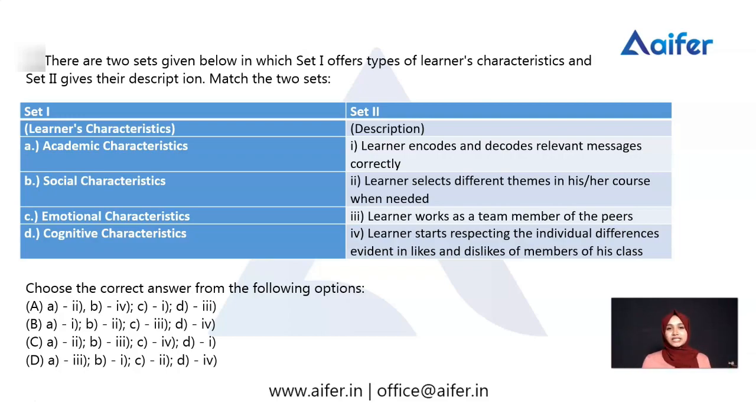These features shown by the students can be divided into 4 different domains, as you can see in set 1: academic domain, social domain, emotional domain, and cognitive domain. Let's discuss them one by one briefly. The academic domain deals with the students' features related to their academics, like their learning style, their learning approach, their knowledge level. These academic features are discussed in the academic domain.